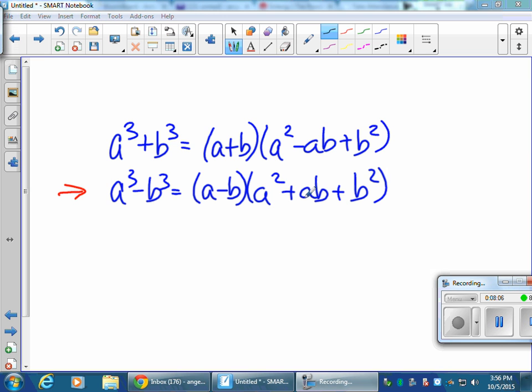It's the SOAP. You guys were telling me that your teachers from last year had said SOAP. The sign is the same, and then it's the opposite, and then it's always positive. So that sometimes can help you too.